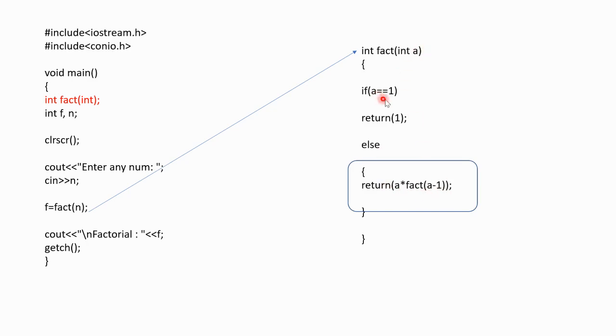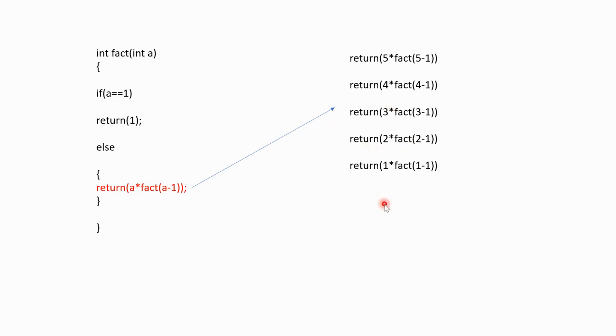Fact of 2, 2 is not equal to 1, so false. 2 into fact of 2 minus 1, 1. So now it will call with fact of 1. When it is calling with fact of 1, a will become 1, 1 is equal to 1, so the final value will be returned as 1, which means it will function like this. Now it has come till this, fact of 1 minus 1, it cannot do, but before that 2 minus 1 itself will return the value of 1. So 2 minus 1, fact of 1 value will be returned as 1.